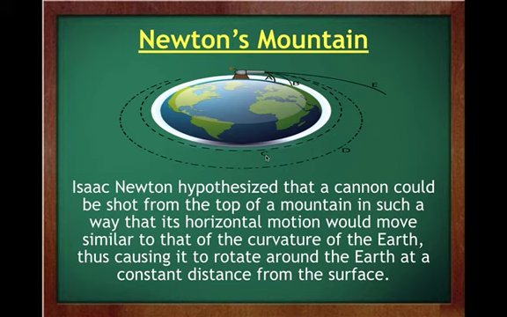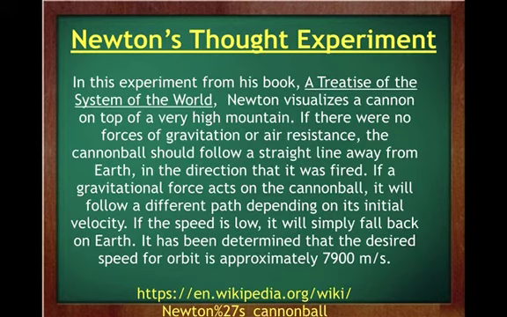So it wouldn't be falling, it would just stay in that same value, okay? So this is, again, what they termed as Newton's thought experiment, or Newton's cannon experiment, right? He wrote it in his book, A Treatise of the System of the World. And again, he visualizes that cannon on the top of a very high mountain. If there were no forces of gravitation or air resistance, the cannonball would follow a straight line away from the Earth in the direction that it was fired.